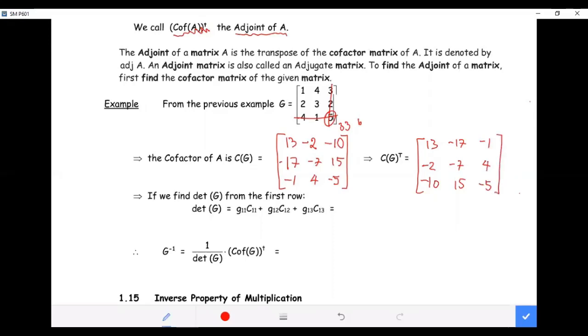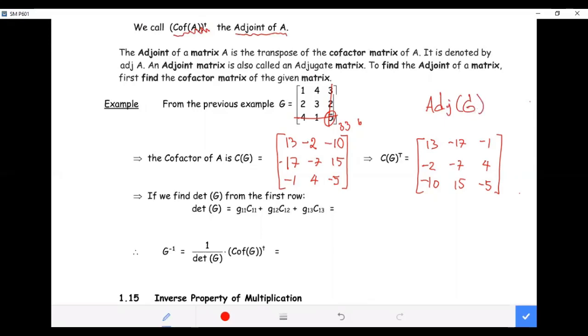Okay, that's it. I have my cofactor. I have my cofactor transpose now. This is called the adjoint matrix now. Adjoint matrix, not adjective, okay? If you say adjective, I kick your ass, okay? This is the adjoint of matrix G.